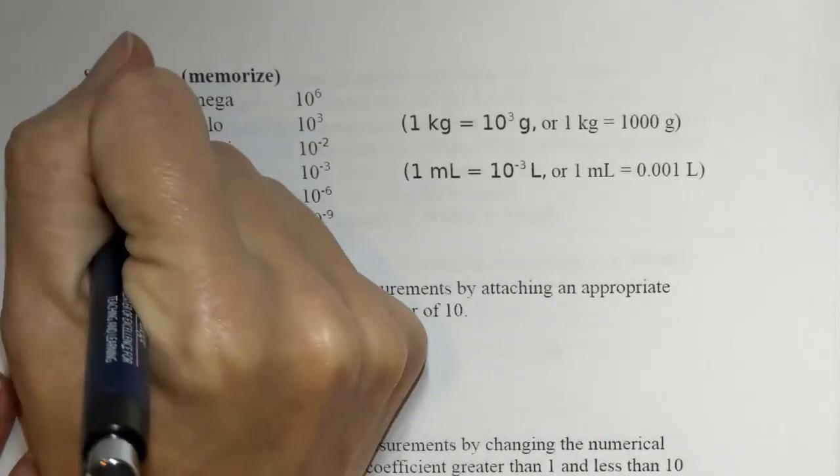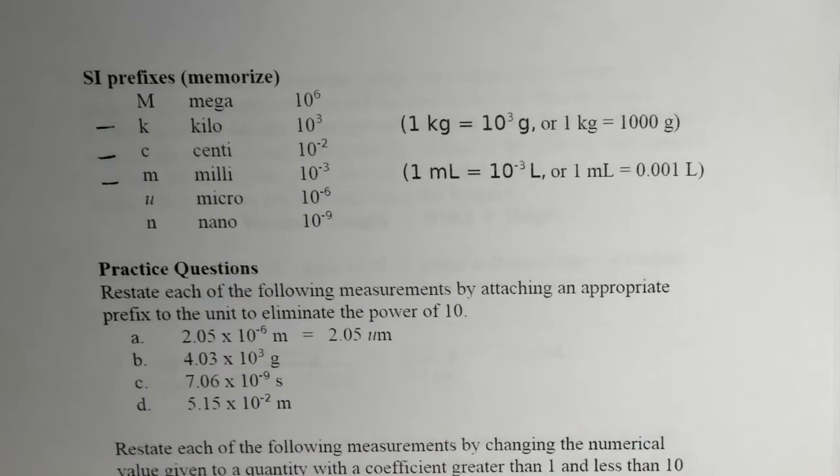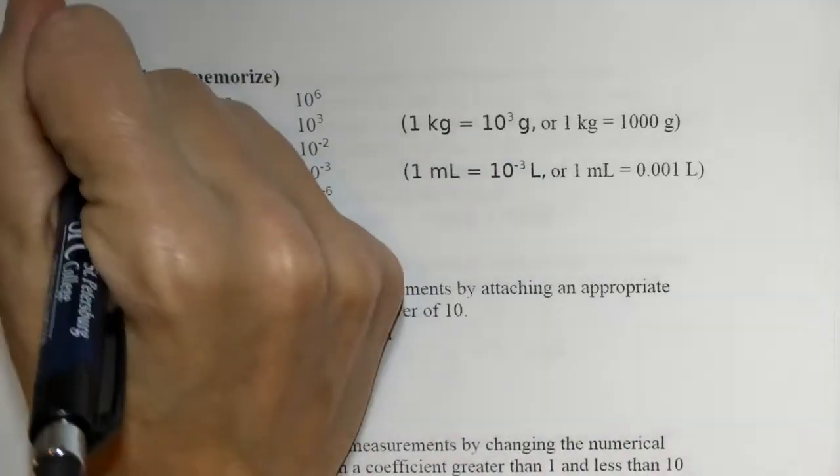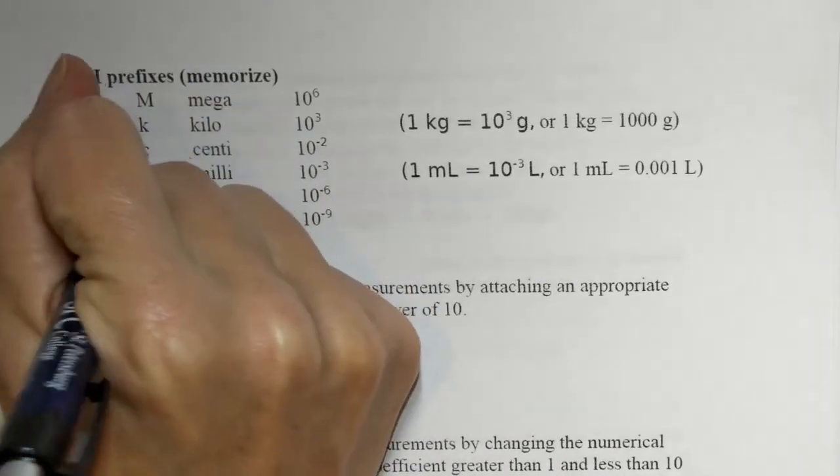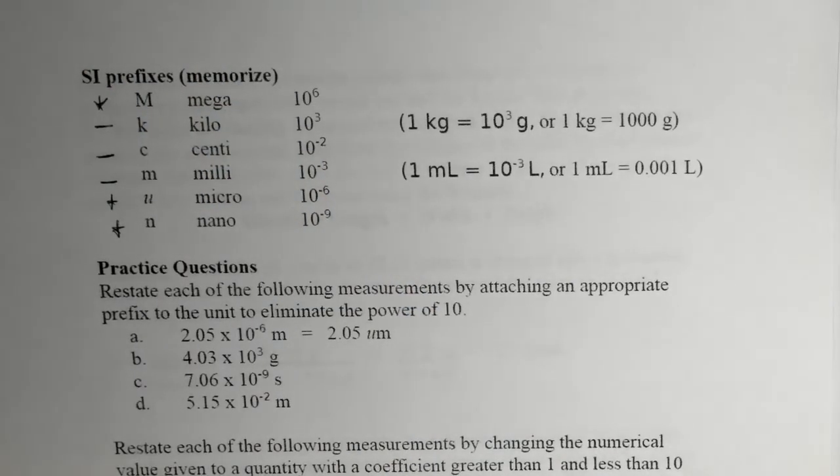All right, then the prefixes. For those of you that had me for intro chem, you probably remember kilo, centi, and milli. At least for my face-to-face students, I did have you memorize those. But I am adding 3 more to the list. We're going to do mega, micro, and nano. Those are the 3 new ones.